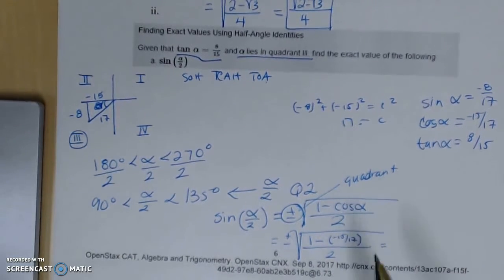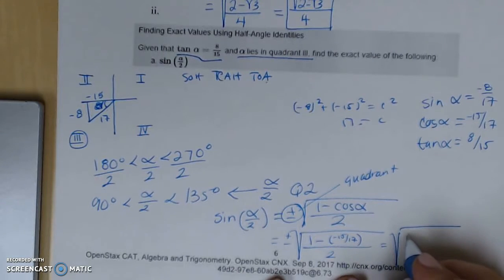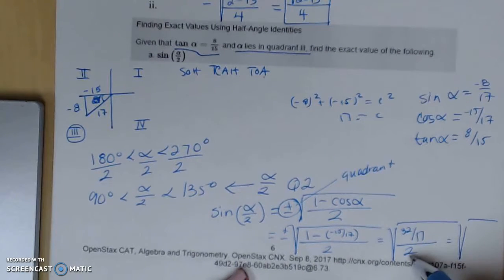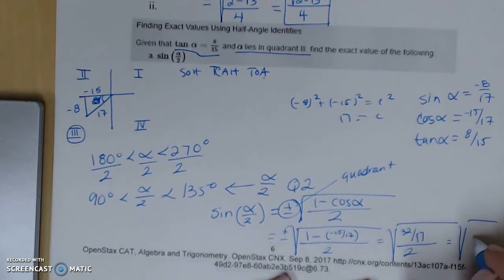Let's start cleaning this up. 1 minus negative 15 over 17 is going to be like 1 plus 15 over 17. So that yields 32 over 17 all over 2. And if I'm dividing by 2, I can keep it, change it, flip it: keep the fraction, change to multiplication, flip this one to 1/2. So this ends up giving me 16 over 17.